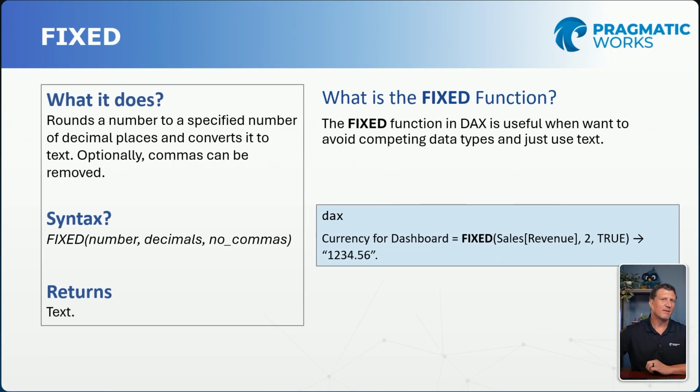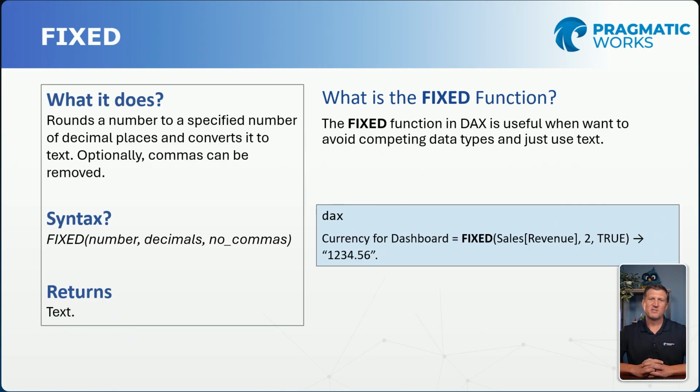Let's talk about the FIXED function. FIXED rounds a number to a specified number of decimal places and converts it to text. Optionally, you can remove commas. The syntax is FIXED, followed by the number, the number of decimal places, and then the option for no commas. The return value is text.